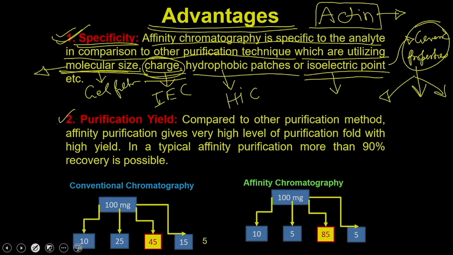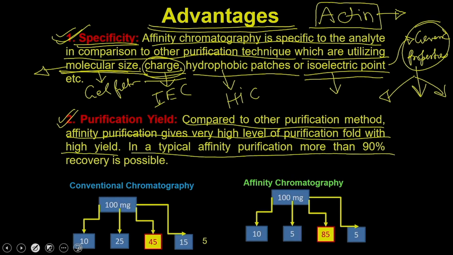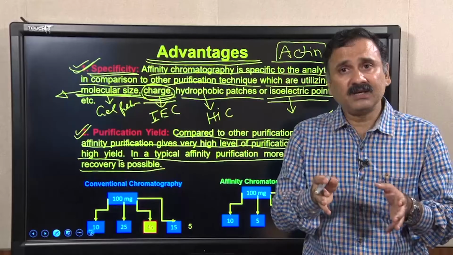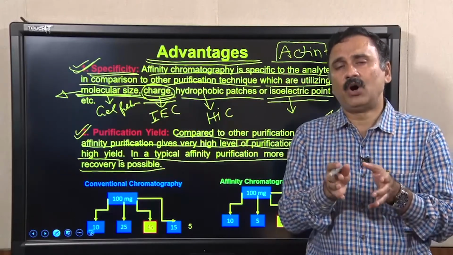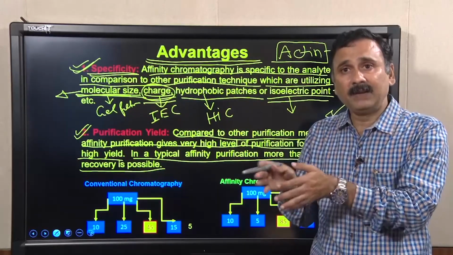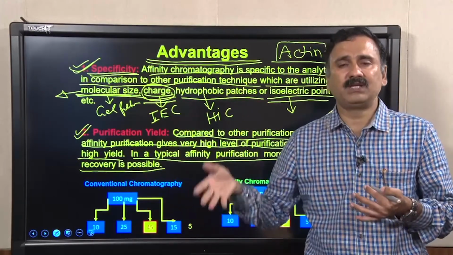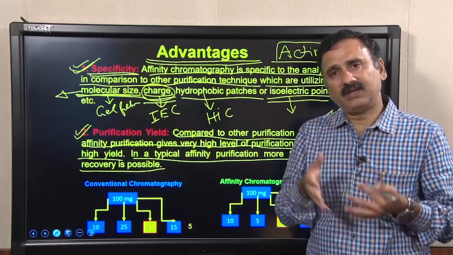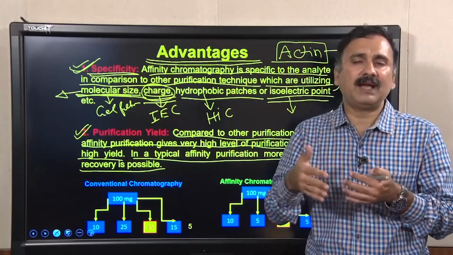The second is the purification yield. Compared to the other purification methods, affinity chromatography gives a very high level of purification fold with a high yield. In a typical affinity run, more than 90% recovery is possible. What is meant by purification yield is this: suppose you started with 100 milligrams of crude extract, or your molecule is present as 100 milligrams in the beginning, and at the end of the purification, whatever amount of purified protein you get is called the purification yield.